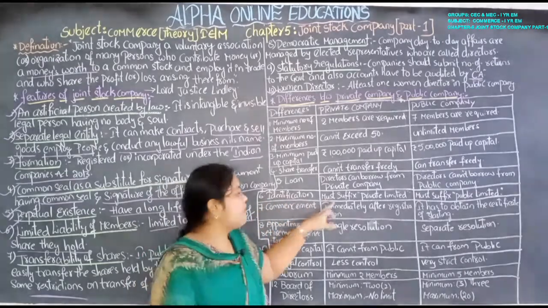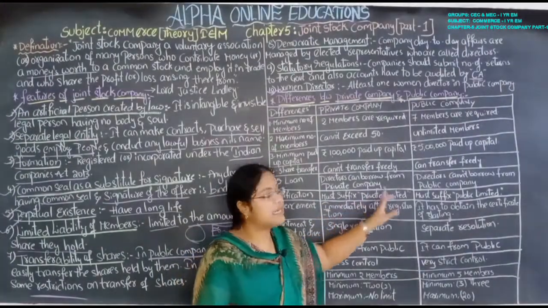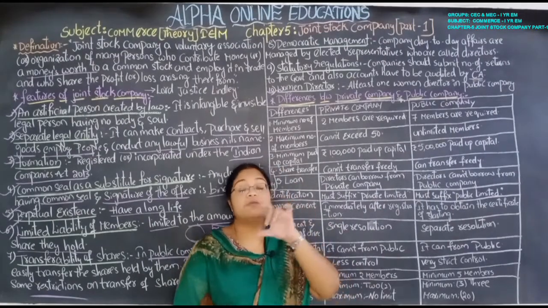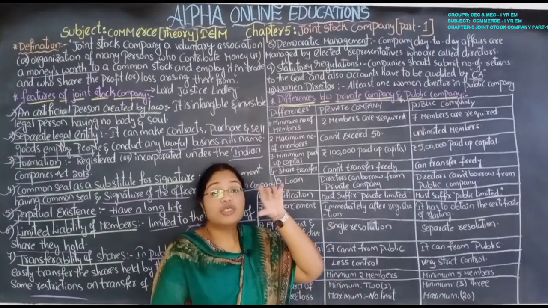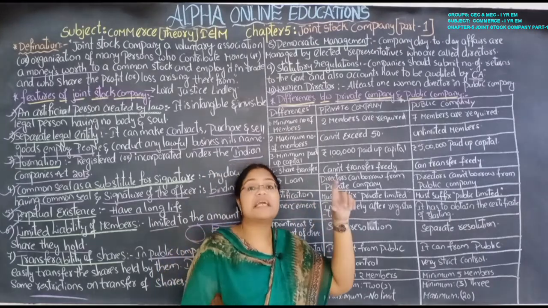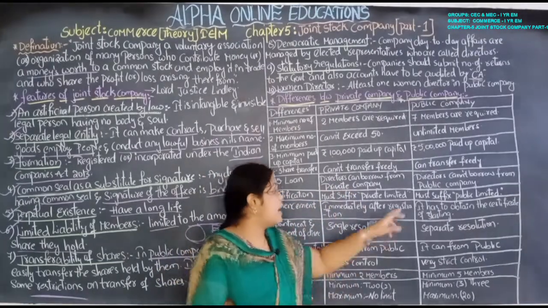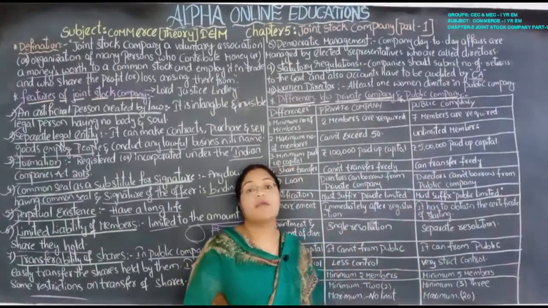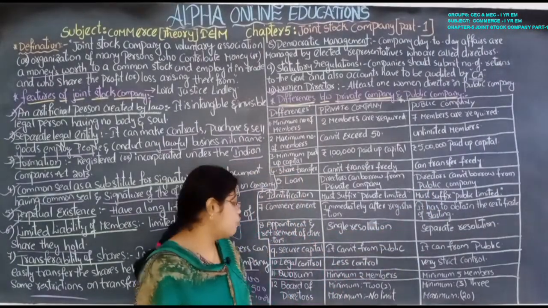Identification: the suffix private limited must be there. Private companies should have private limited at the end of their name. And public companies should have public limited.